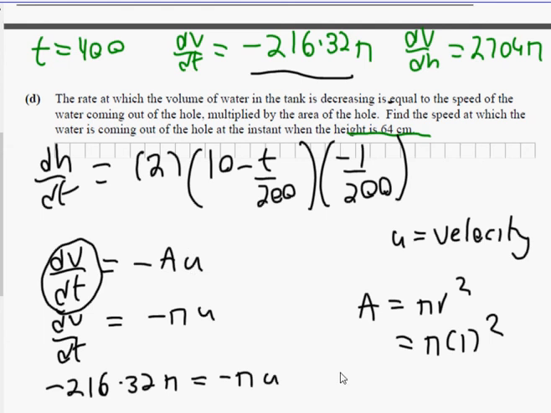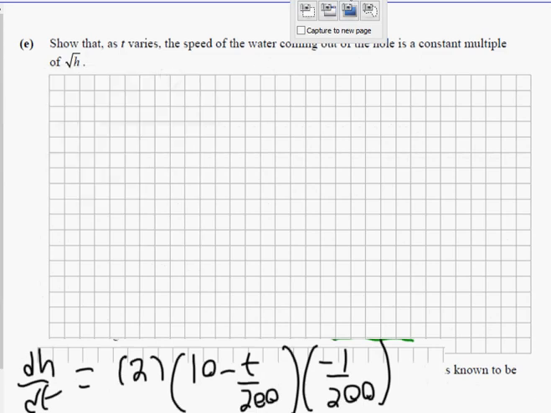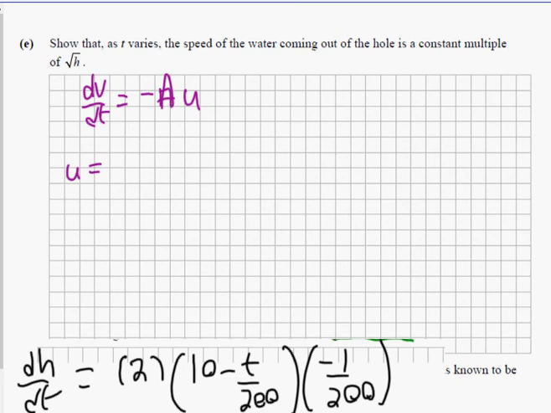So what we're looking at next is that u equals, what was it, 216, and now it's a speed, isn't it? Centimeters per second, so cm s to the minus 1. Okay. In this question here, guys, you show that as time varies, the speed of the water coming out of the hole is a constant multiple of h. So what we learned in the last question was that dV/dt was equal to minus pi times a times u, and we found out that a was just pi, so it's minus pi u. That's all from the last question. Cross multiply down, so we're going to find out that u equals minus 1 over pi dV/dt. I just brought the pi and the minus 1 down to the other side.